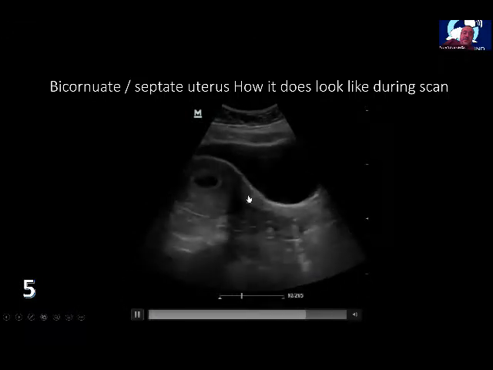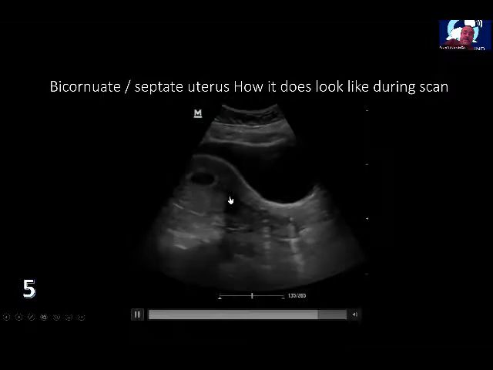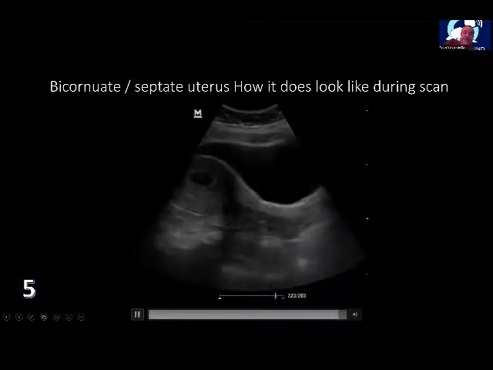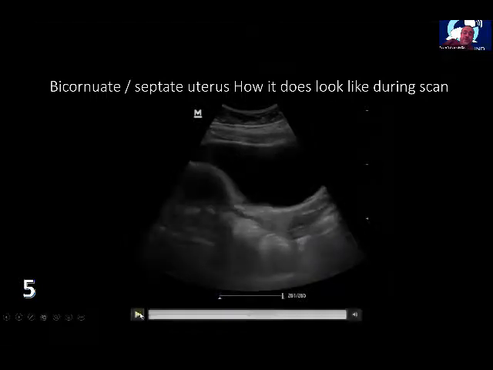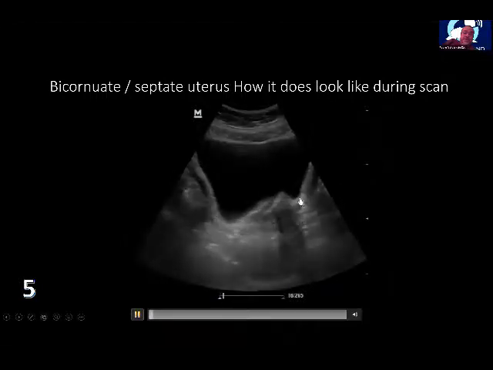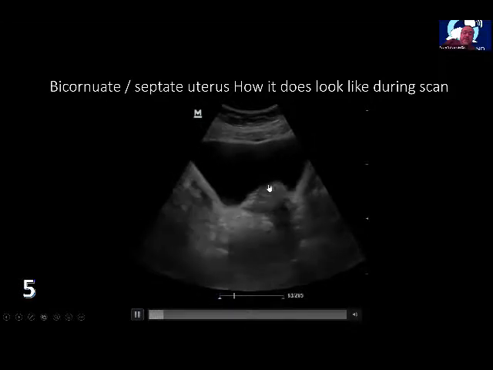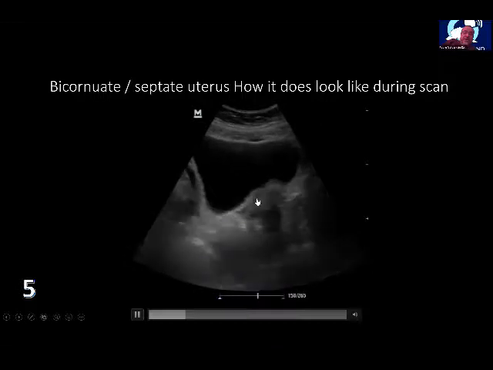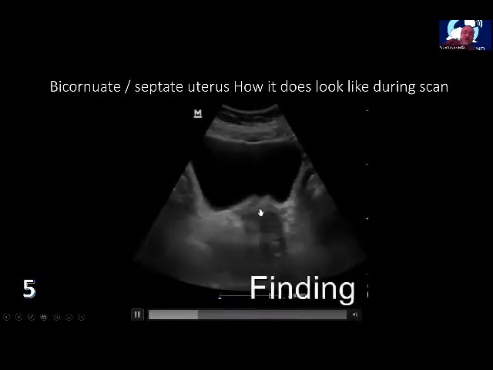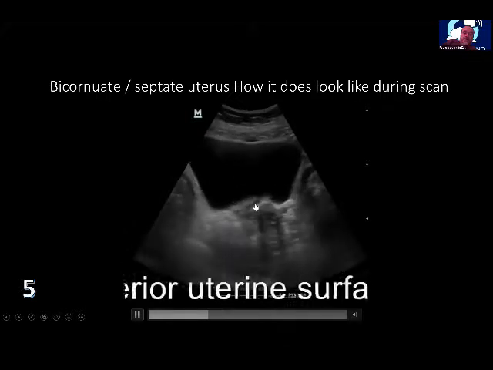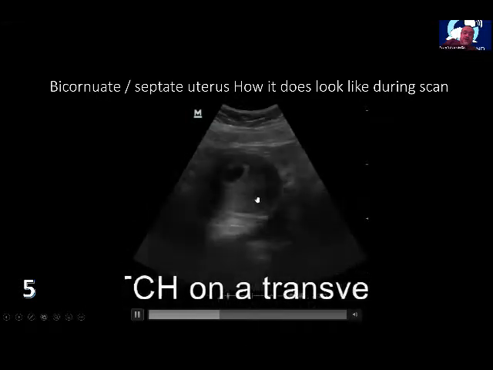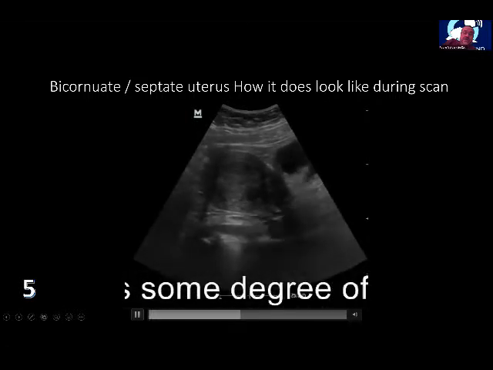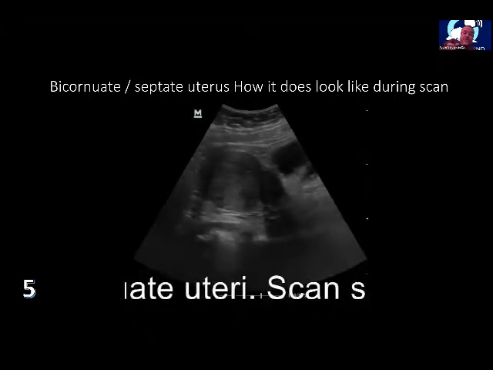This is a lady who has a pregnancy in one side of the uterus and an empty endometrium on the other side of the uterus. Let's see it again. Cervix, a mirror-like image here. You see the notch. An anterior uterine surface notch indicates almost always a bicornuate uterus or some degree of bicornuate uterus.